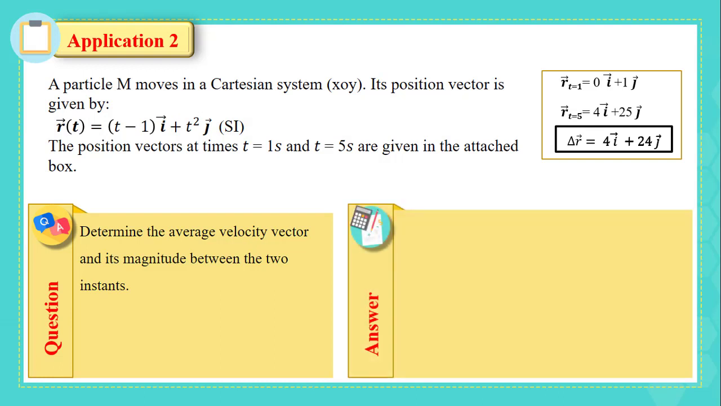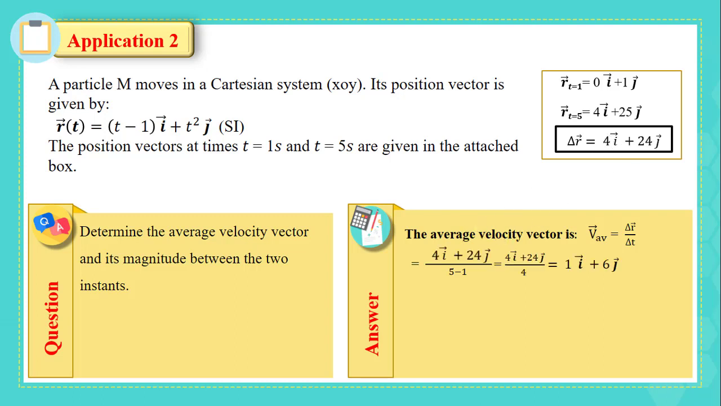The average velocity vector is defined by V average is equal to delta r divided by delta t. Then it is equal to 4i plus 24j divided by 5 minus 1, which is equal to 1i plus 6j. Its magnitude is radical 1 squared plus 6 squared, which is equal to 6.08 meters per second.